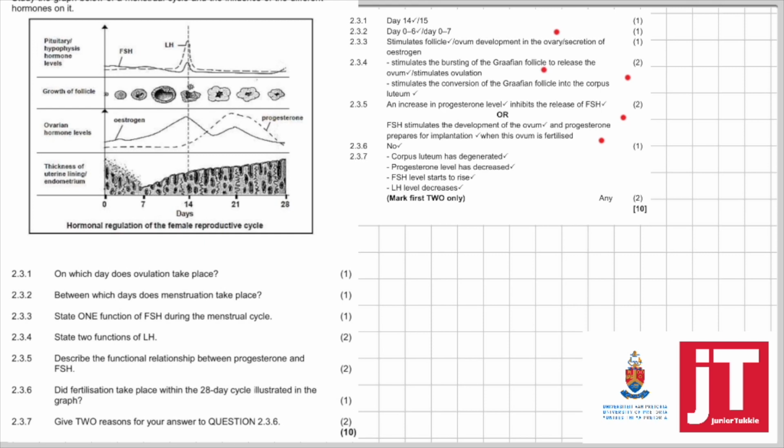236. Did fertilization take place in this graph? As you can see, the corpus luteum is degenerating, so your answer is no. Then they ask you 2 reasons. The corpus luteum degenerated, as you can see there. The progesterone level is also decreasing. FSH is increasing, and the LH levels also decrease. Here they wanted any 2.